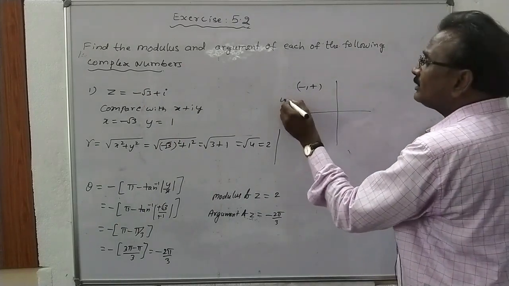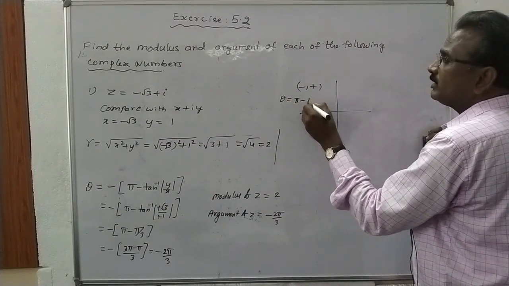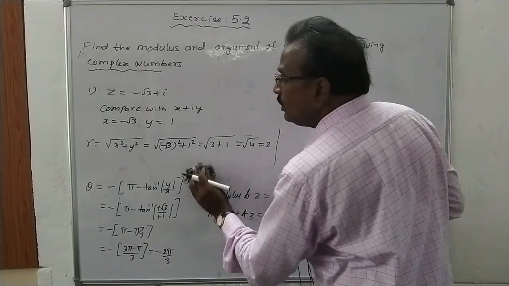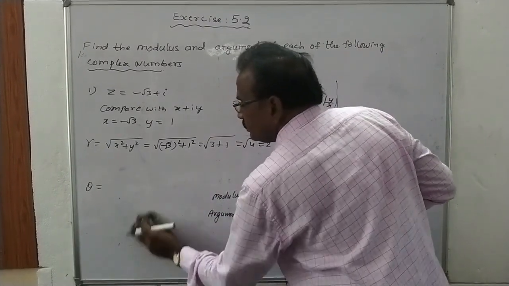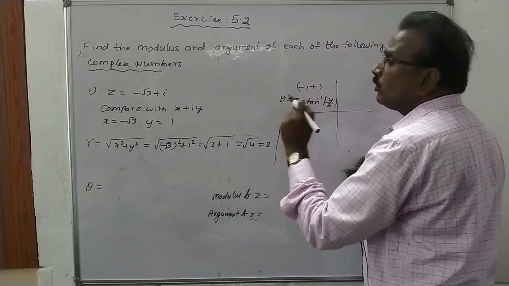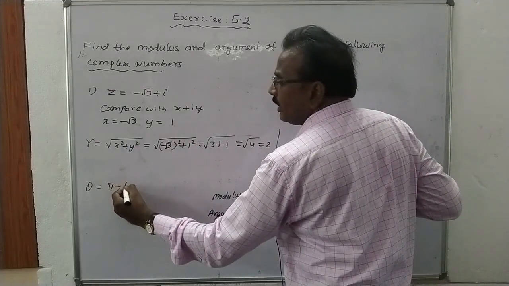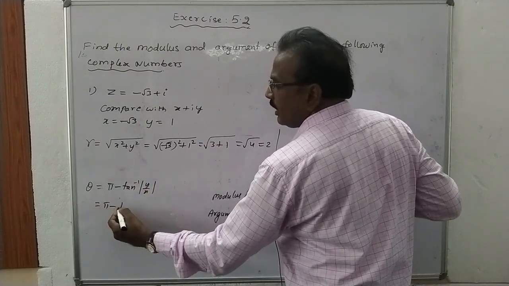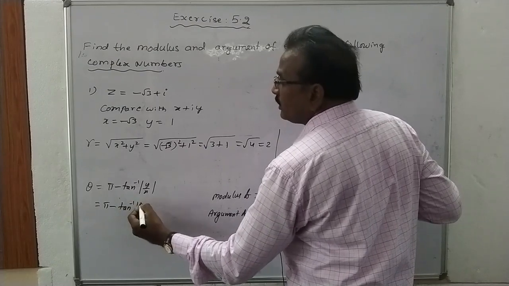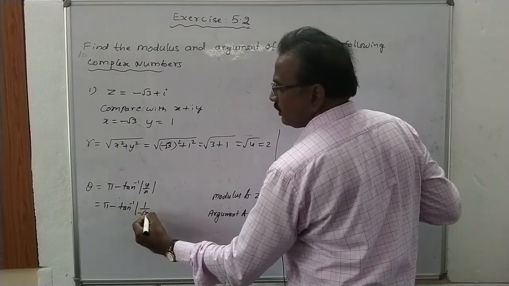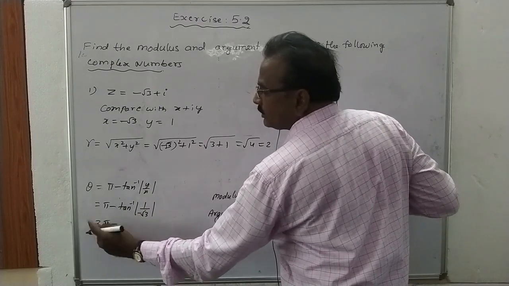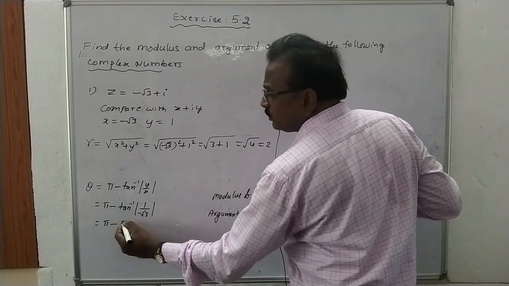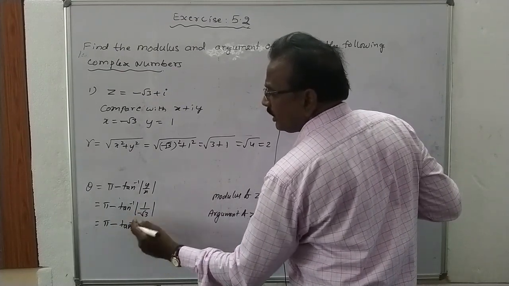In the second quadrant, what is theta value? Pi minus tan inverse modulus of y by x. So therefore, since the complex number lies in the second quadrant, theta value is pi minus tan inverse modulus of y by x, that is pi minus tan inverse, modulus of y value is 1, divided by minus root 3, that is pi minus tan inverse 1 by root 3, as modulus of any negative value is positive.